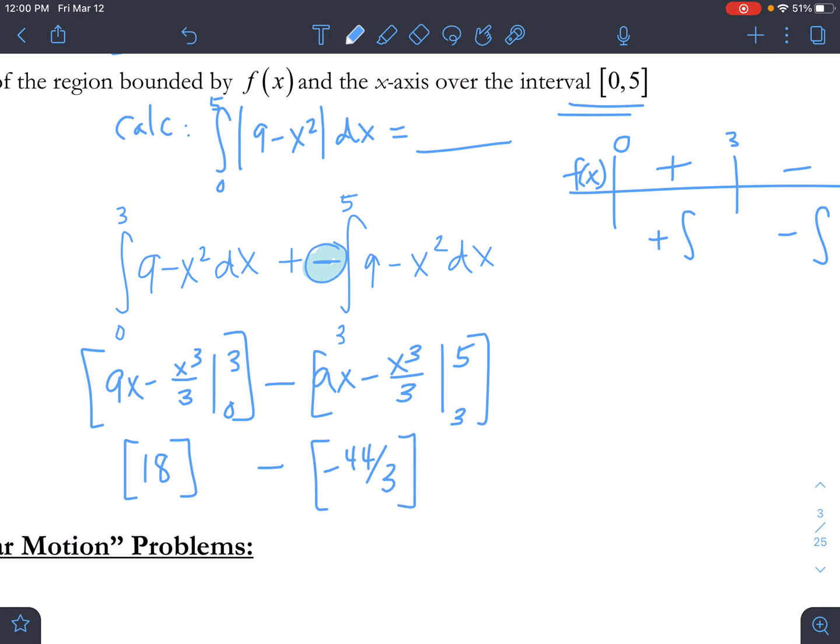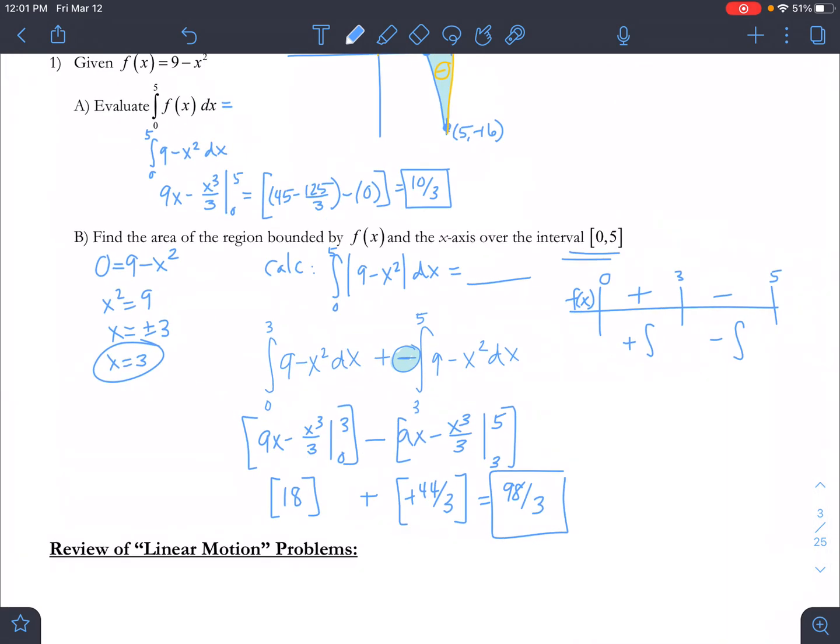For the sake of the video, I'll just do that calculation for you. You guys should feel comfortable doing f of 5 minus f of 3. And what happens? Well, we end up adding 18 plus 44 thirds, which gets me 98 thirds. So a lot more positive space, right? We only had 10 thirds because we took away the negative. Now when we take the positive and add that negative, we end up with 98 thirds.